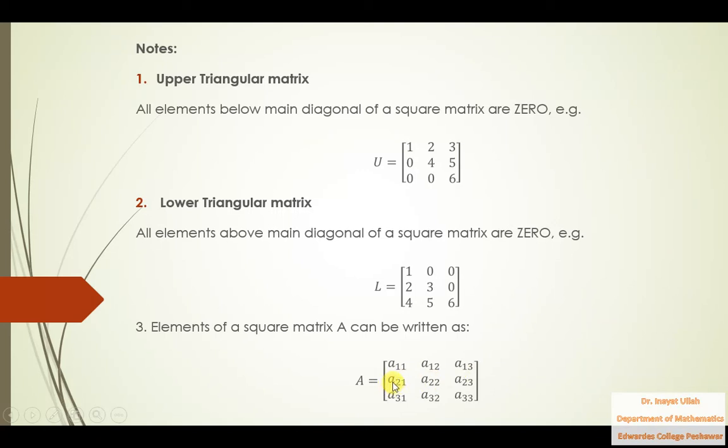Similarly, this element is in the second row and first column, so that is A21. This element is in the second row and second column, so it will be denoted by A22. Similarly, this element is in the second row and third column, so that is A23, and so on. So elements of A can be denoted by these notations.